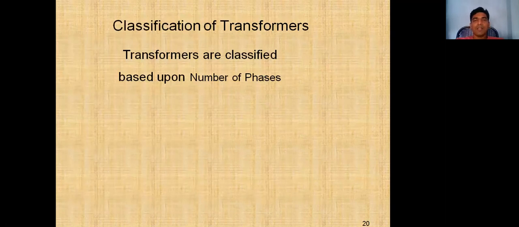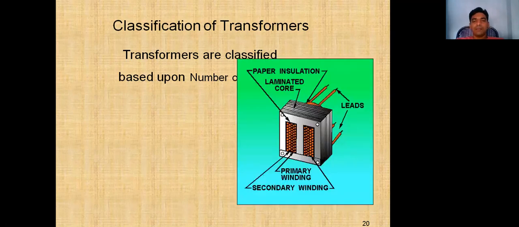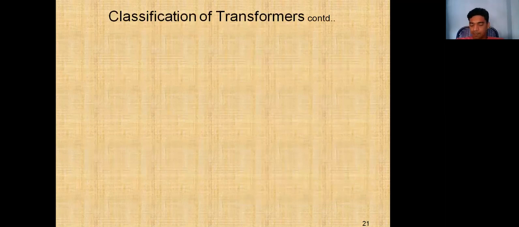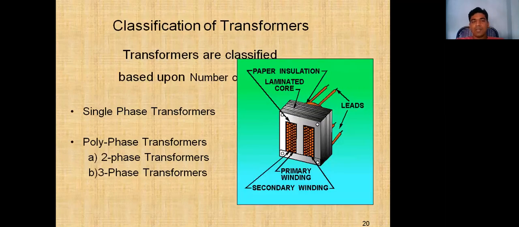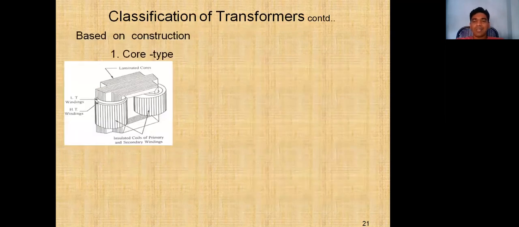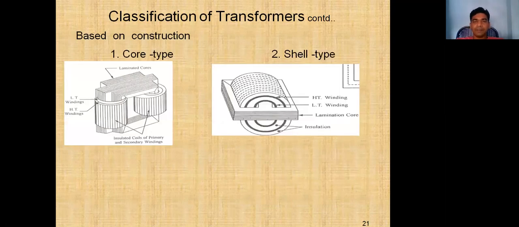Coming to the classification of transformers, transformers are classified based upon the number of phases: single-phase transformers and polyphase transformers, that is, two-phase and three-phase transformers. Based on the construction, they are core type and shell type.